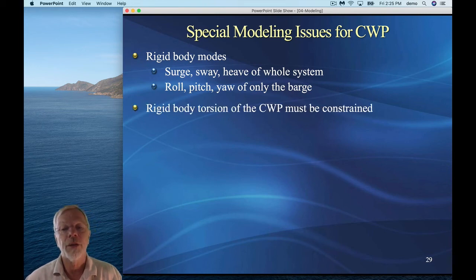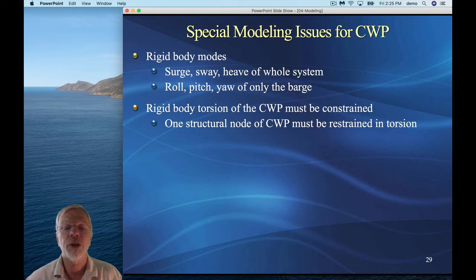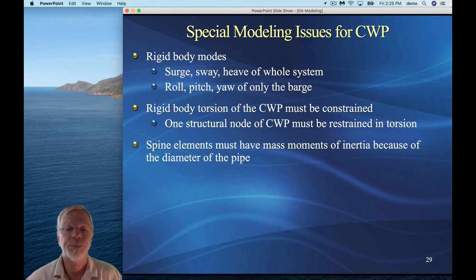However, for the pipe, we did need to restrain the torsion of the pipe. Otherwise, it would just be able to spin without any restraint. And so there was one structural node of the cold water pipe that we restrained in torsion to prevent that rotation. Spine elements must have mass moments of inertia because of the diameter of the pipe. In other words, this was a large diameter pipe. All of the mass of the pipe was around the circumference, and so we wanted to include the mass moments of inertia of the pipe.